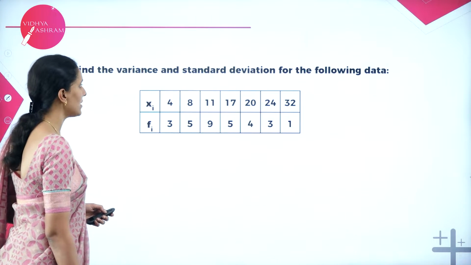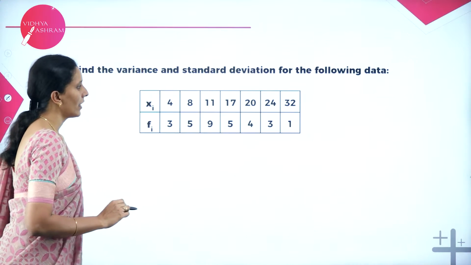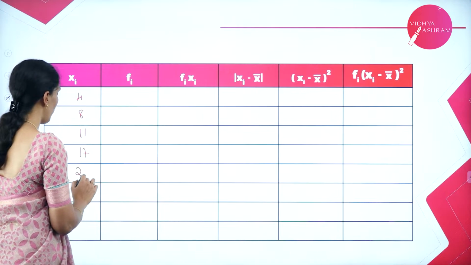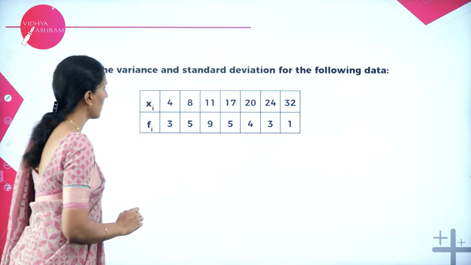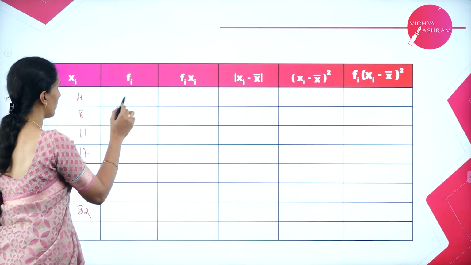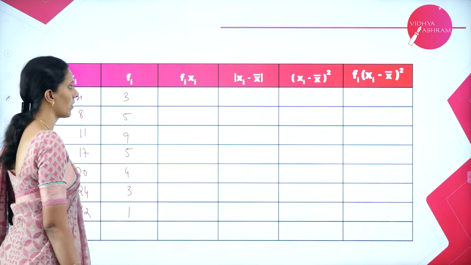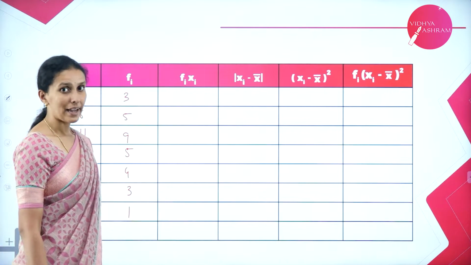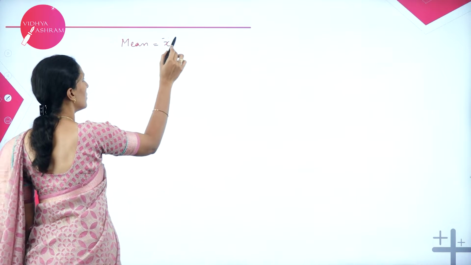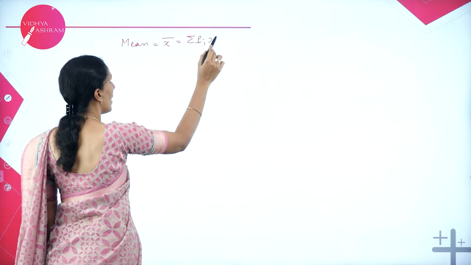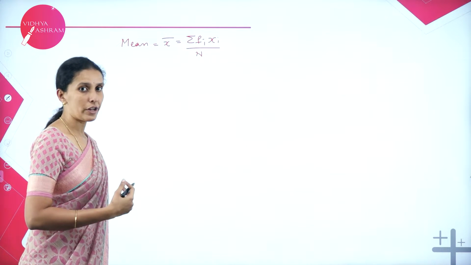So 4, 8, 11, 17, 20, 24, 32. Next, let us write the frequency: 3, 5, 9, 5, 4, 3, 1. Now, the next column is fi xi. Why? Because we need to calculate the mean. Mean is x bar, which is summation fi xi divided by n. Whenever you have grouped data, multiply with the frequency.